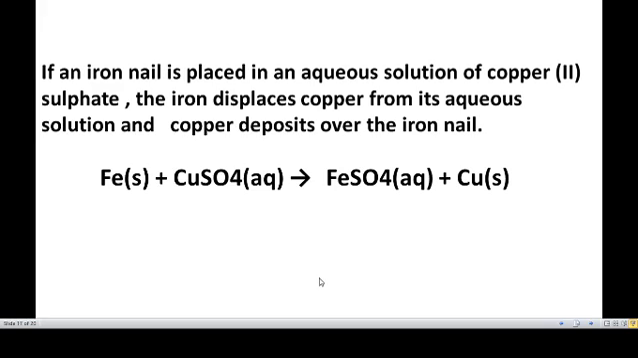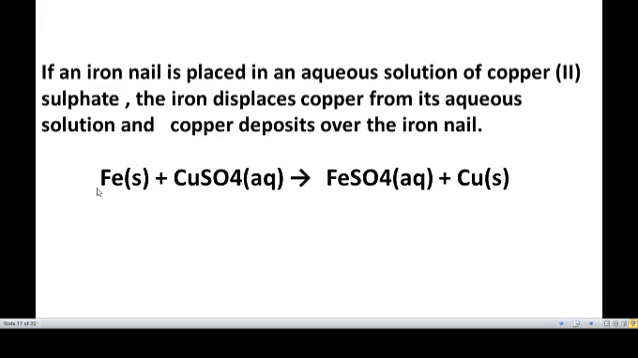If an iron nail is placed in an aqueous solution of copper(II) sulfate, the iron displaces copper from its aqueous solution and the copper deposits over the iron nail.